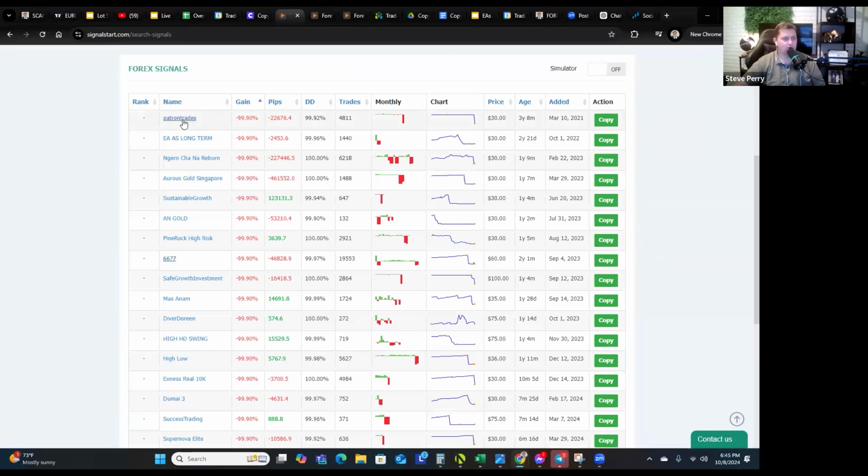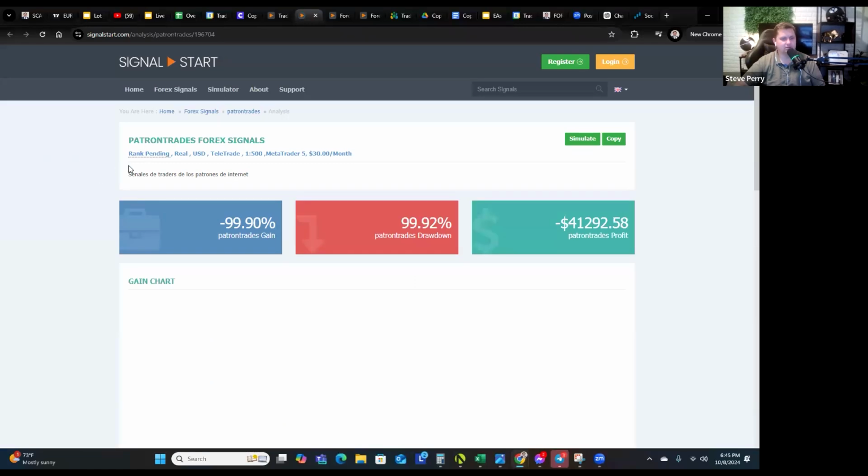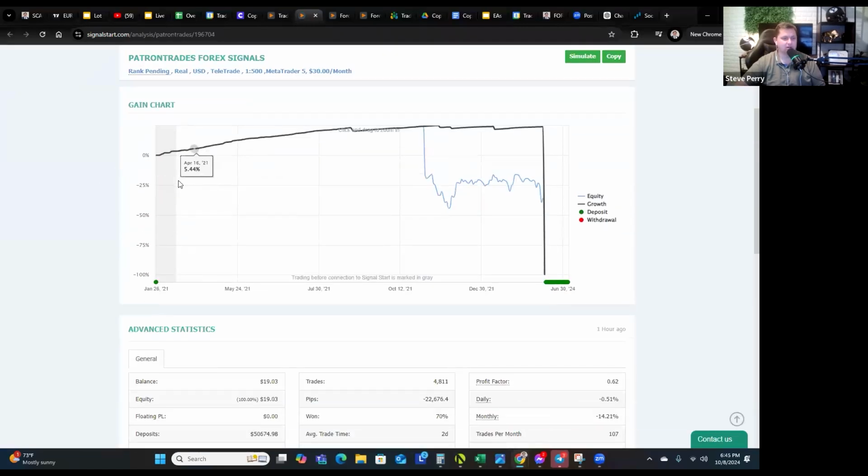Let's maybe go to this one called Patron Trades. Oh yeah, here's a really good example. This one was up in 2021 and it made a total of 23% gain in about a year. But ultimately it just fell off a cliff right here. It just fell apart, right?